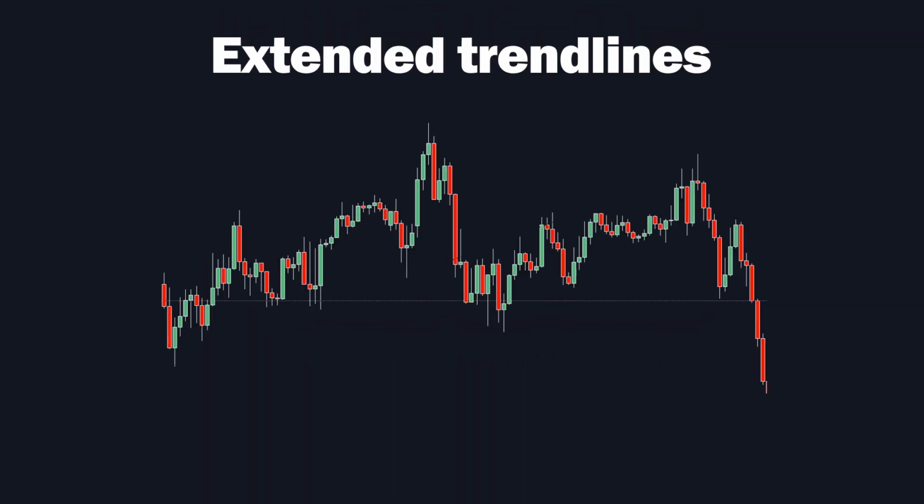Extended trend lines. Most people observe the break of a trend line, then accept that the trend has changed and forget about the line. This is a mistake because an extended line can become just as important as the standard trend line itself. The difference is that an extended line reverses its role.